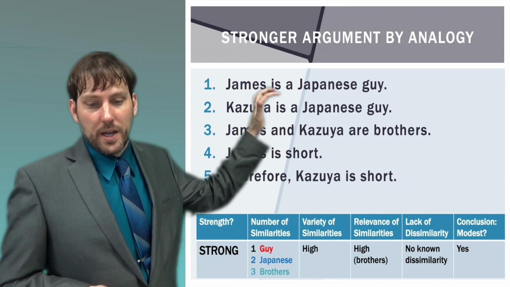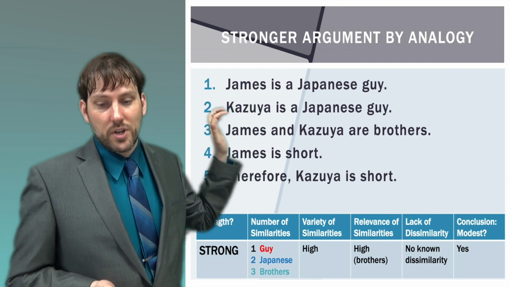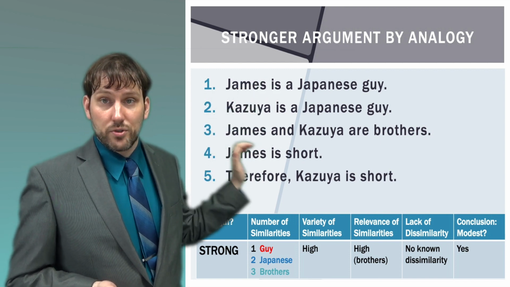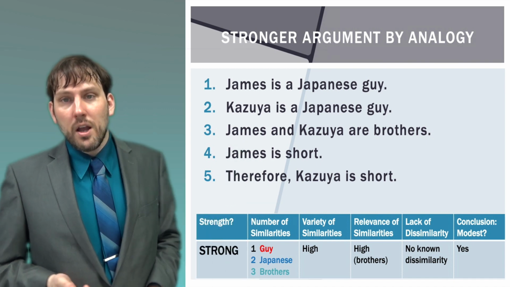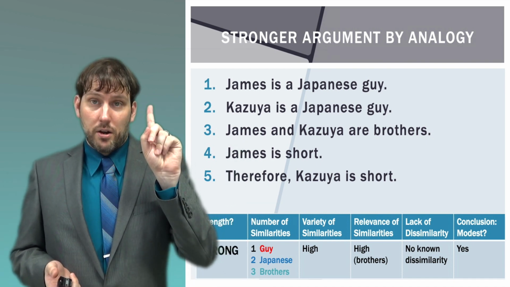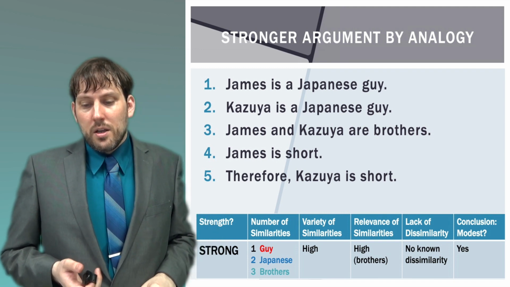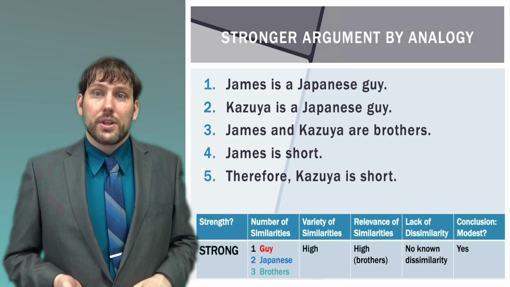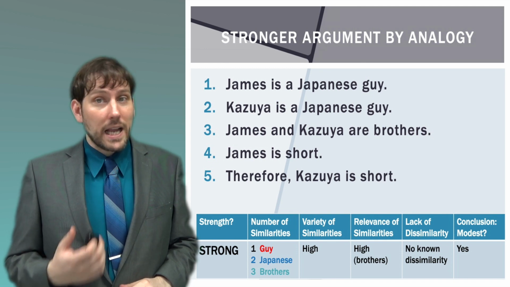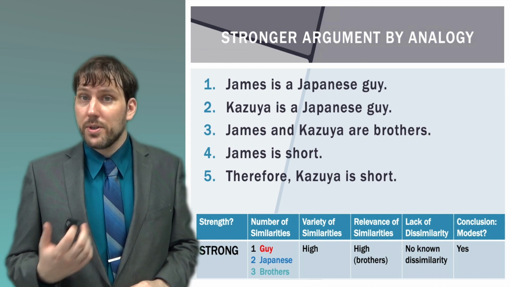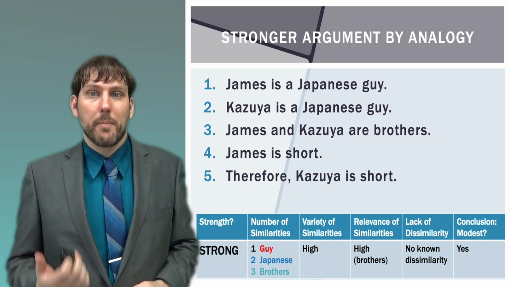James is a Japanese guy. Kazuya is a Japanese guy. James and Kazuya are brothers. James is short, therefore Kazuya is short. Now we have three. We have that they are both guys, they are both brothers, they are Japanese. So that they're brothers is something that would tend to make it likely that their heights are similar. So this is a very strong argument by analogy.